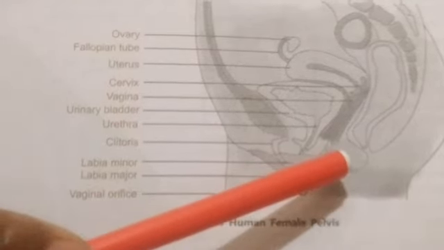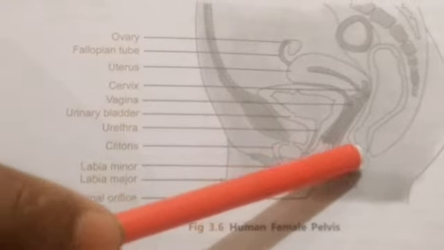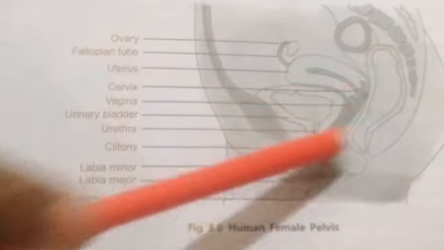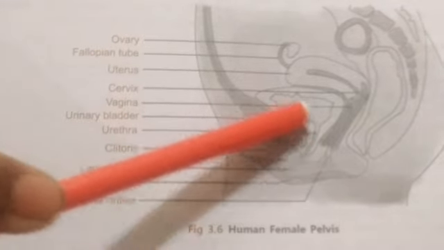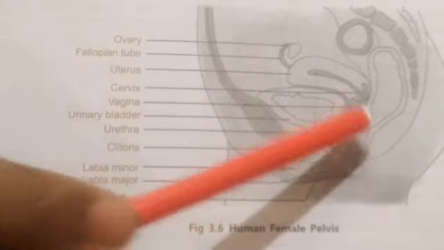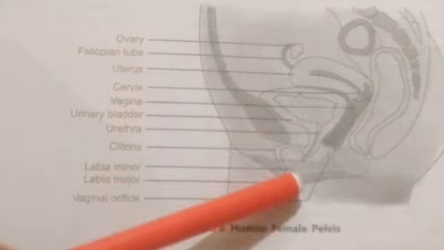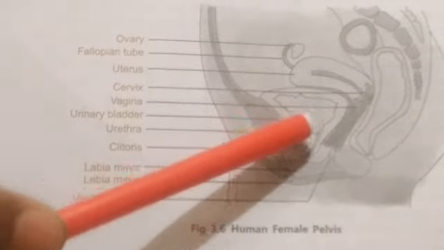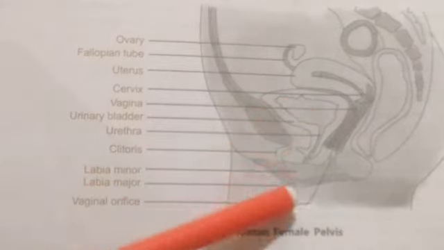This is the anal part. Clear? And this is the urethra, and there is the urinary bladder. So here 3 openings are there. One is the urethra. Clear? Urethra, and there's urinary bladder. From urinary bladder it is coming.